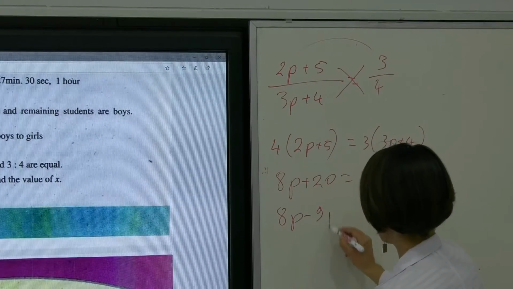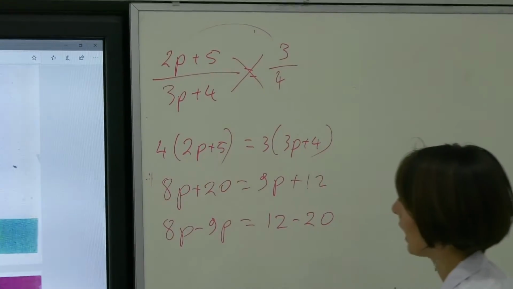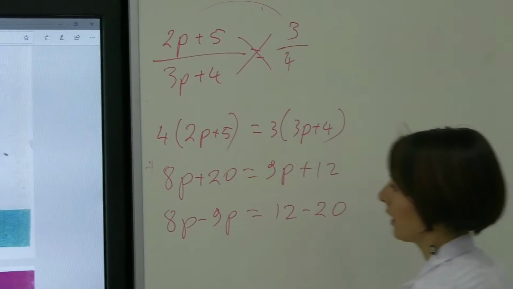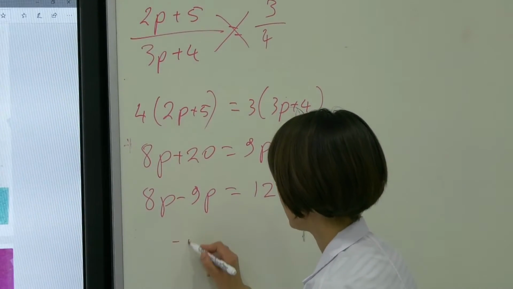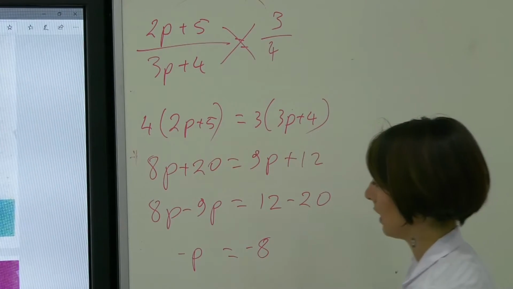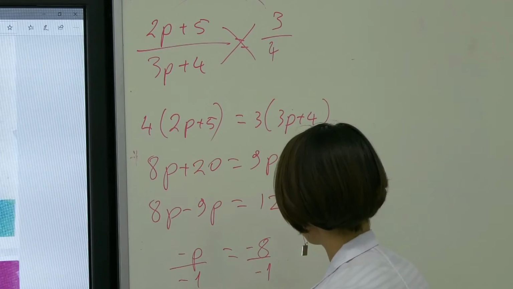8p minus 9p equals 12 minus 20. So I collect the p's on the left and the numbers on the right. So 8 minus 9 is minus p. And 12 minus 20 is minus 8, divided by minus 1. P equals 8.